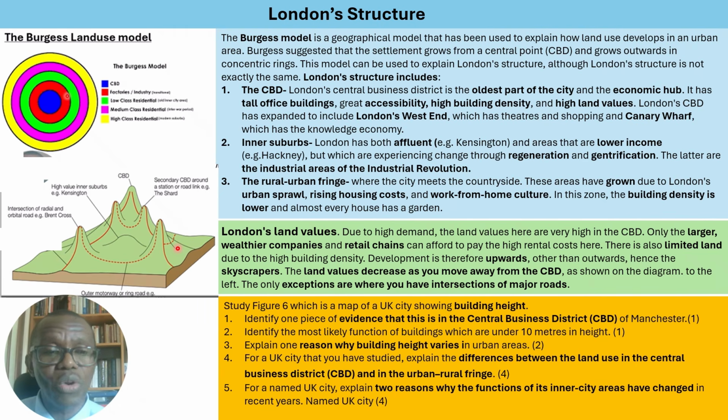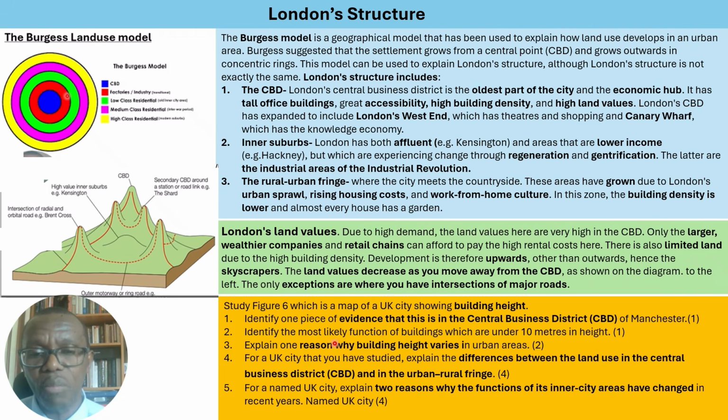Okay, so let's have a look at a number of exam style questions that would be asked here. The first one is to identify one piece of evidence that this is the central business district of Manchester. Now that was an image that was provided. Of course that image had tall buildings, and that obviously is a piece of evidence. It also had a tram, and it also had a park where people could sit and relax. So those were pieces of evidence that could be used to show that that is the CBD of Manchester in this particular instance.